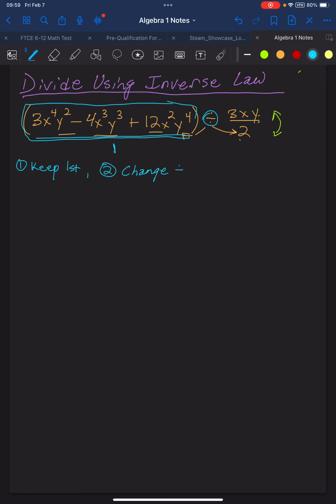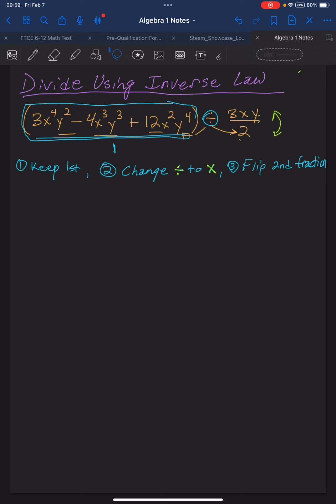Change operation, which is division, to multiplication. Now let's put these in different colors. Change division to multiplication. Then, our third step, we flip the second fraction.